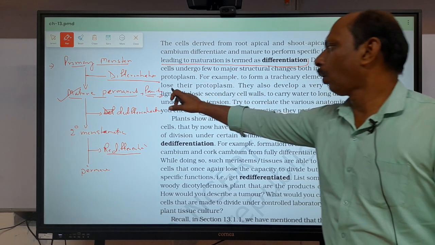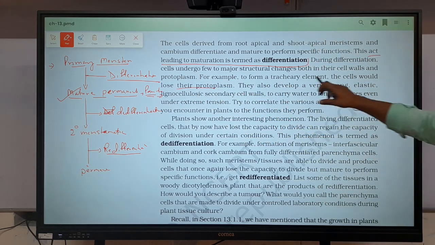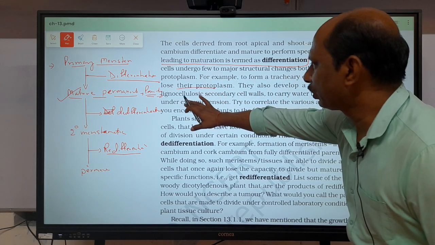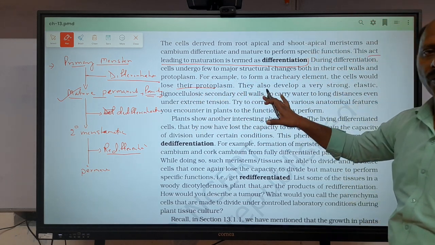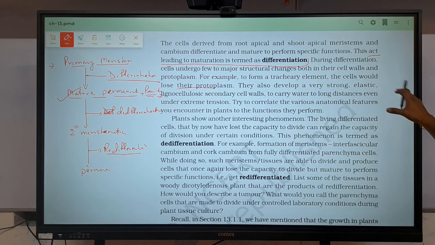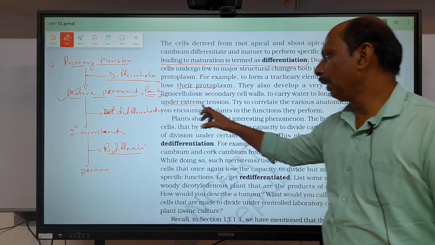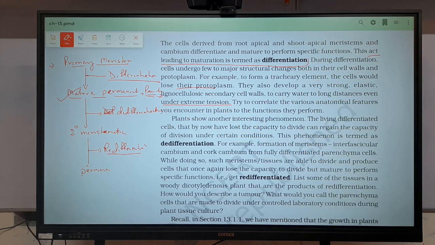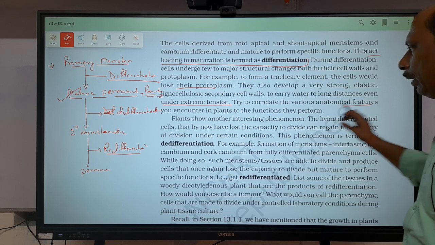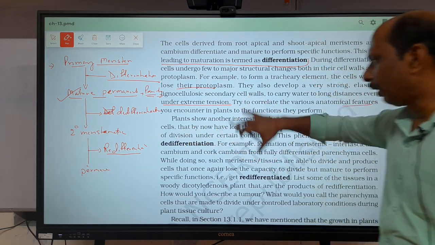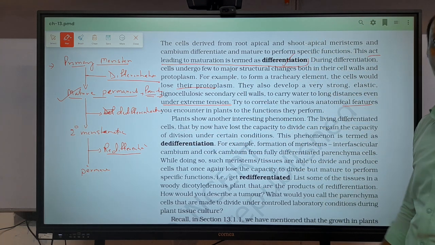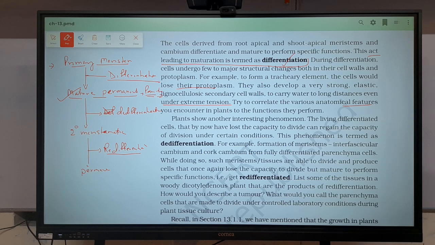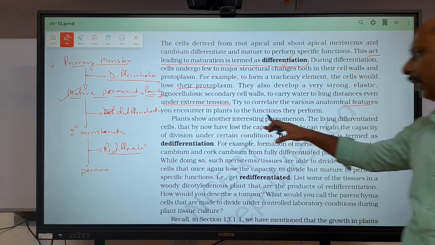The cells would lose their protoplasm. They also develop a very strong, elastic lignocellulosic secondary cell wall to carry water over long distances under extreme tension. So try to correlate the various things. This one is differentiation. Maturation is termed differentiation, right? Now plants show another interesting phenomenon.